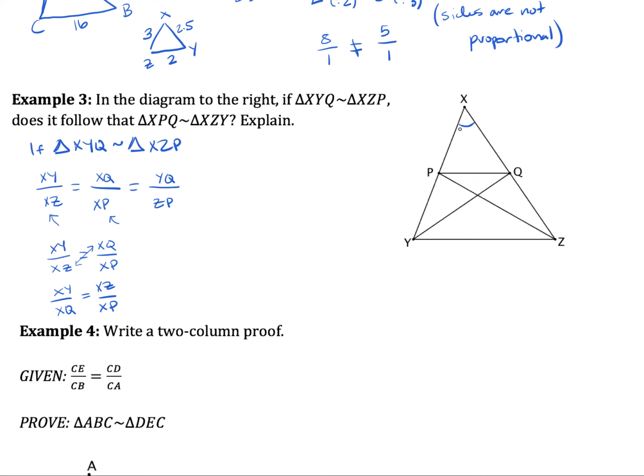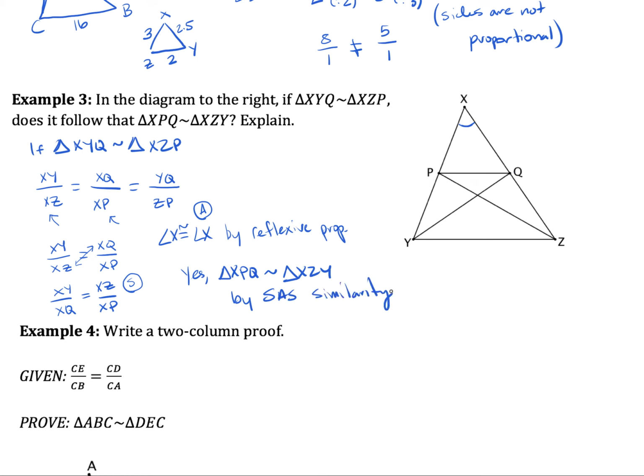And if we look over here, we might realize that the included angle between all of these sides is angle X, which is of course congruent to itself by the reflexive property. So we have a pair of angles that's congruent, and we have over here the including sides as proportional. So we can say that yes, triangle XPQ is similar to triangle XZY by side angle side similarity.